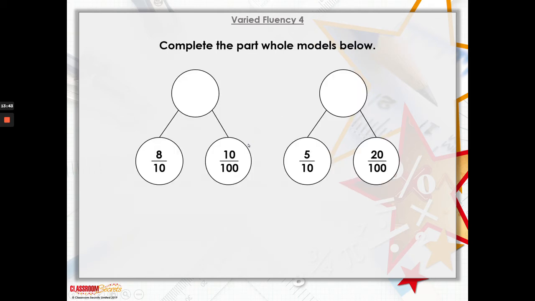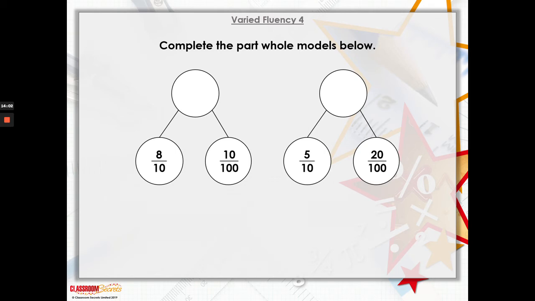Moving on. So, complete the part whole models below. Okay, so it's like the reverse, I believe, of question 1. So complete the part whole models below. So you have 8 tenths and 10 hundredths. What would that be as the number above? And for the next one, you've got 5 tenths and 20 hundredths.